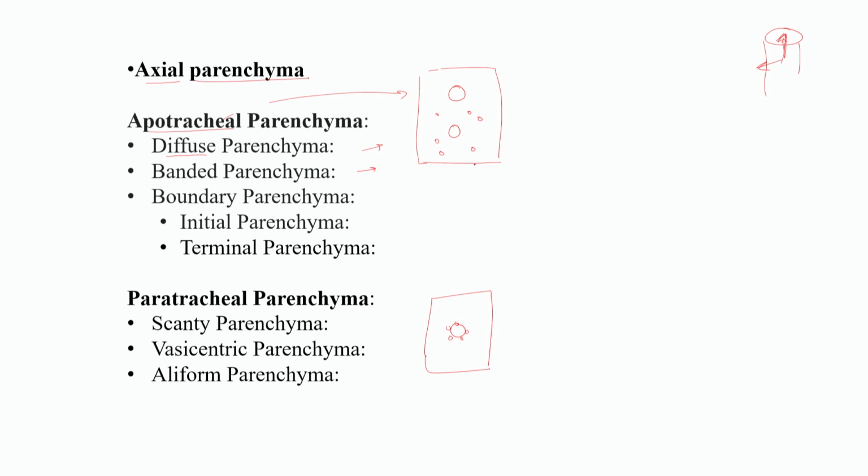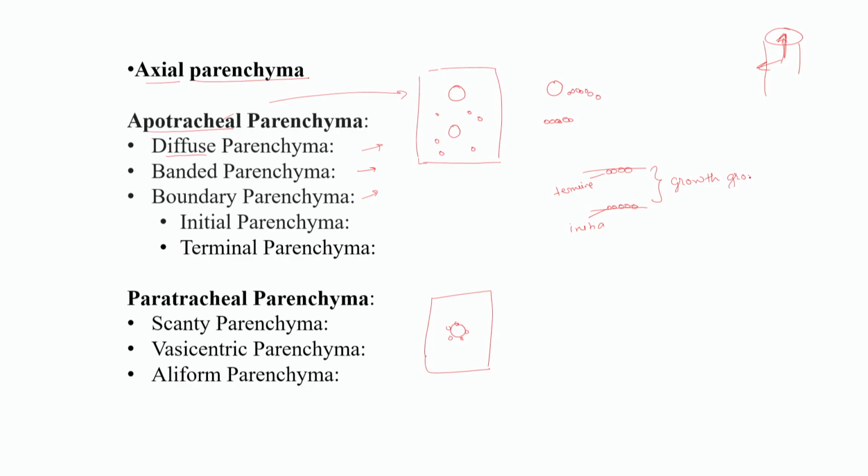So, it is known as diffuse. In banded parenchyma, you can see that they form a band-like structure. In this banding pattern also, you can have boundary parenchyma if these are found at the beginning or at the end of the growth ring. Suppose this is a growth ring. At the beginning of the growth ring, if this parenchyma is present, it is known as initial, or at the end of this growth ring, if it is present, then it is known as terminal. So, this is the entire growth ring.